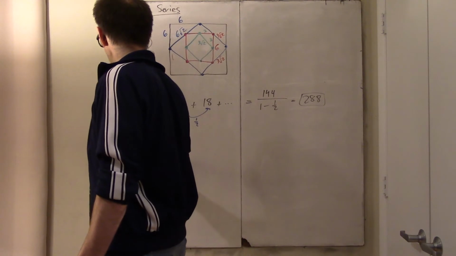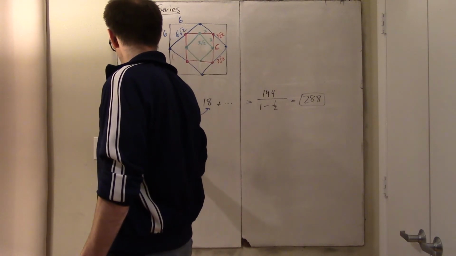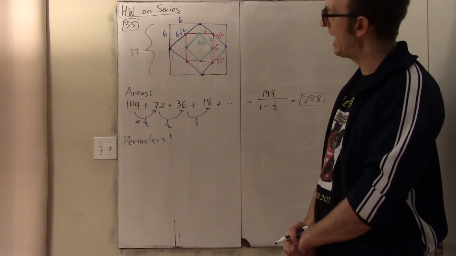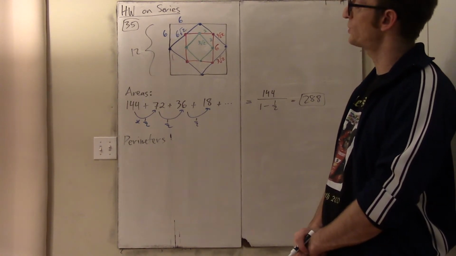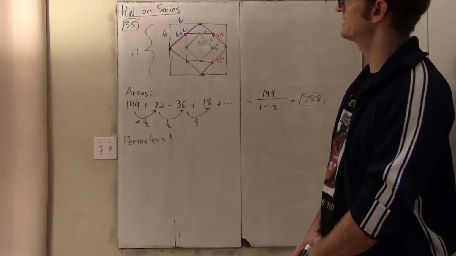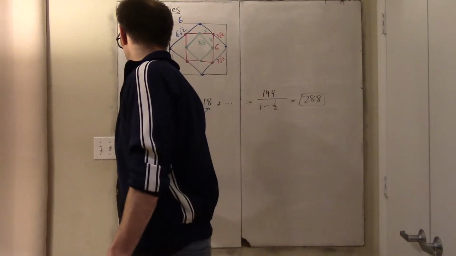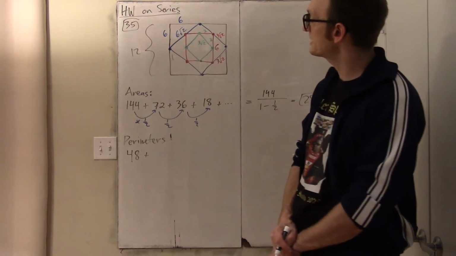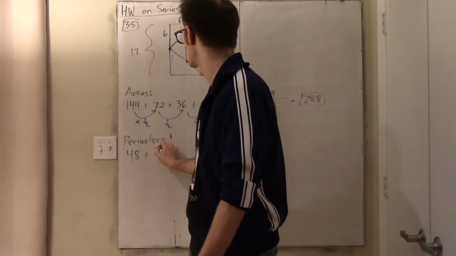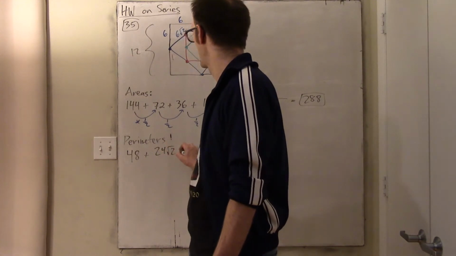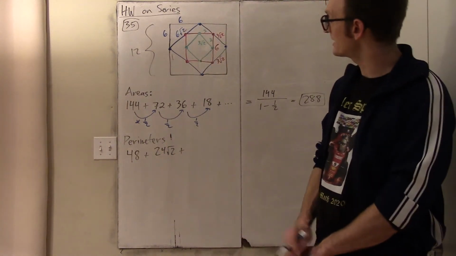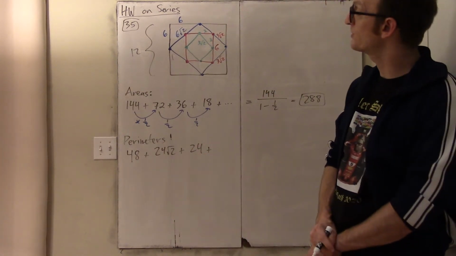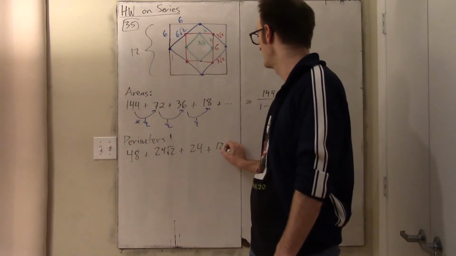Okay, on the other hand, let's consider the perimeters. Well, now the perimeter of the first square is going to be 12 times 4, so that's 48. What's the perimeter of the blue square? It's 6 root 2 on the side, so 4 of those, so 24 root 2. What's the perimeter of the red square? Well, that's 6 on the side, so that's 24. What's the perimeter of the green square? 3 root 2 on the side, so that's 12 root 2.